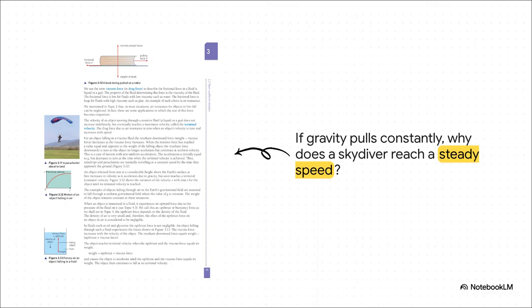So, here's the big question for today. We all know gravity is a constant force, right? It's always pulling things down. So, logically, shouldn't a skydiver just keep getting faster and faster and faster forever? Why is it that they hit a speed limit, a maximum speed? That is the puzzle we are going to solve together.